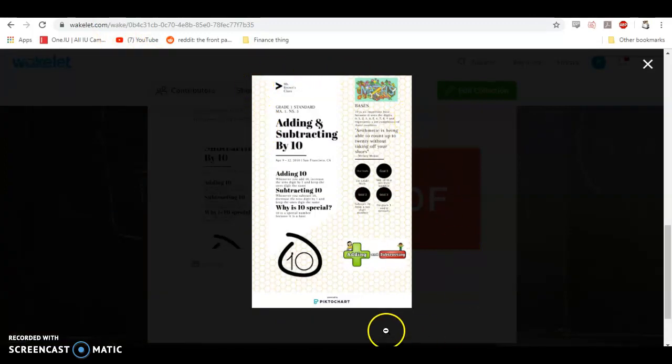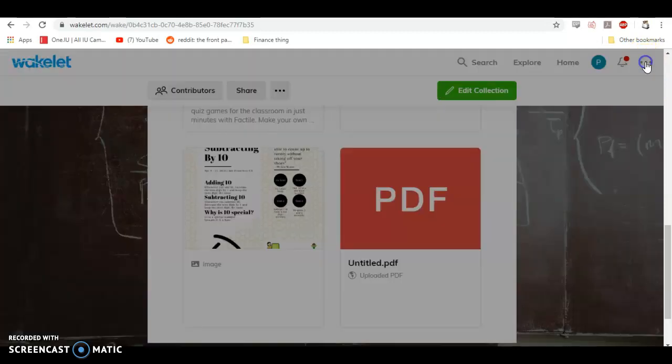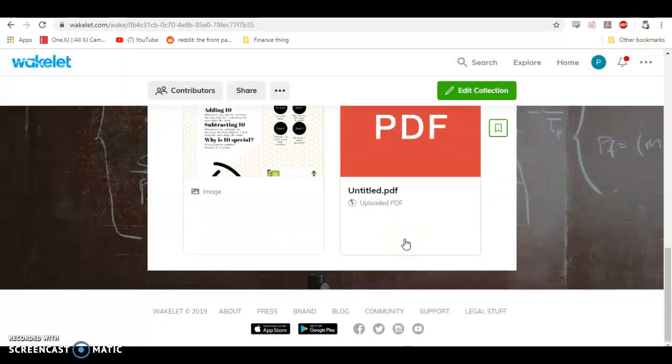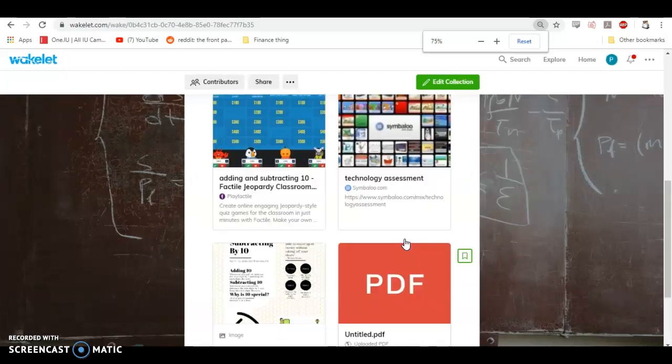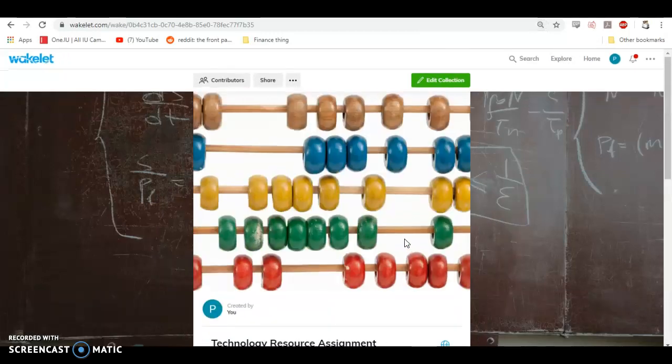This infographic, I believe, is visually appealing and it's engaging. You want to read it and get all of the information from it. So I think it would be a nice thing to have in their math folder to look back on the main points of adding 10, subtracting 10, and why it is so important that we learn this standard in first grade. So this is all of my technology resource assignment.